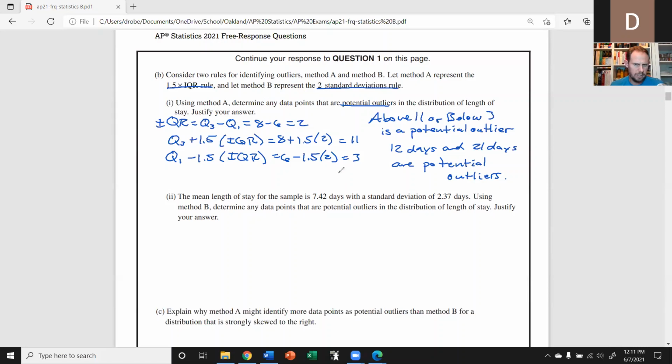And there's none at the low end, because the lowest we had was 5. All right, I don't know if we need to state that specifically or just say they had to be below 3 and we don't have any below 3.